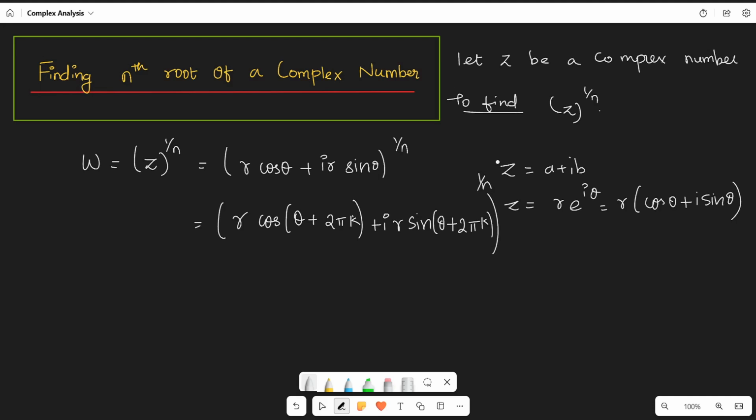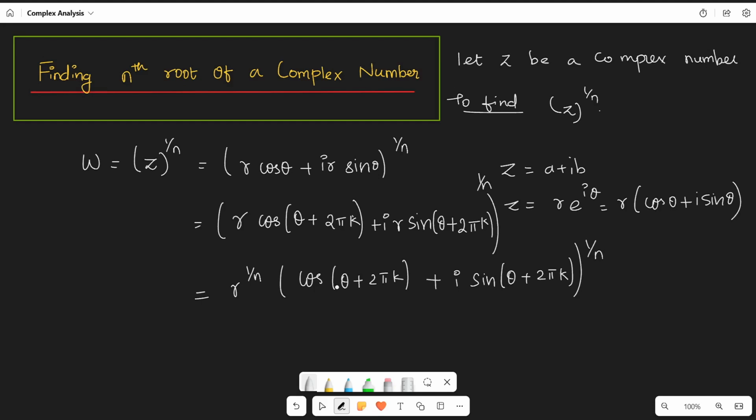And then I'm just taking out r power 1 by n outside. Here also I have r, here also I have r, so I'm taking it out, r power 1 by n. What is left over? Cos of theta plus 2 pi k plus i sin of theta plus 2 pi k, the whole power 1 by n. We need to know for what values of k this equation is valid.